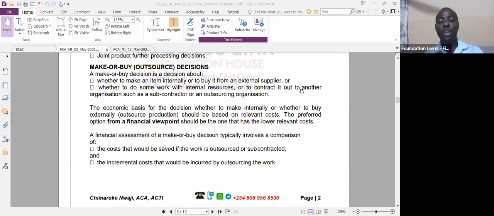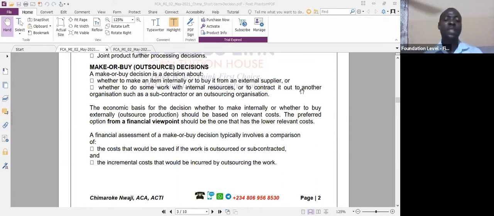Now, the preferred option from a financial point of view, if we are looking at relevant costs, whatever your decision will be, is to favor the cost that is lower. Nobody wants to incur high costs. Everybody wants to minimize their costs. And so when you identify the relevant costs that are in play here, you choose the lower.